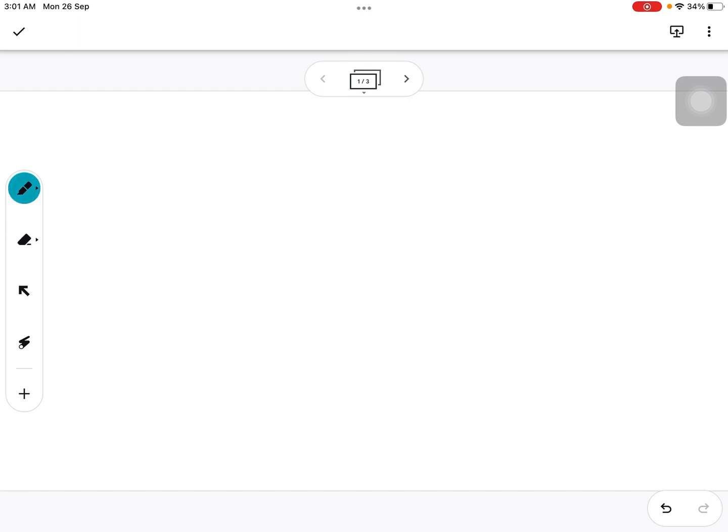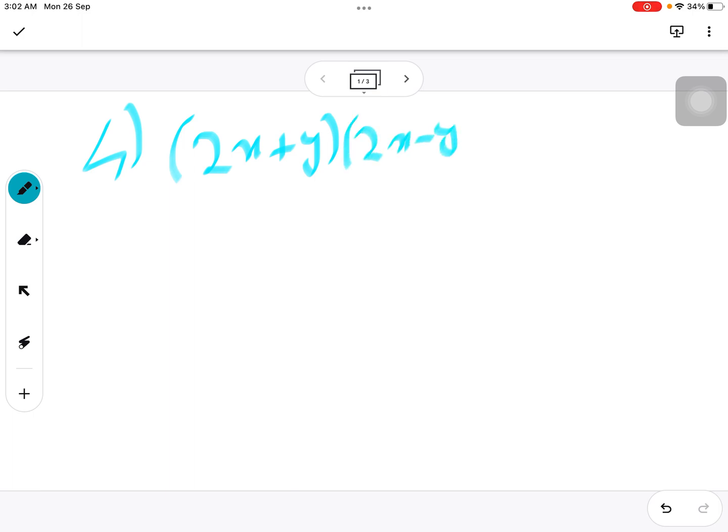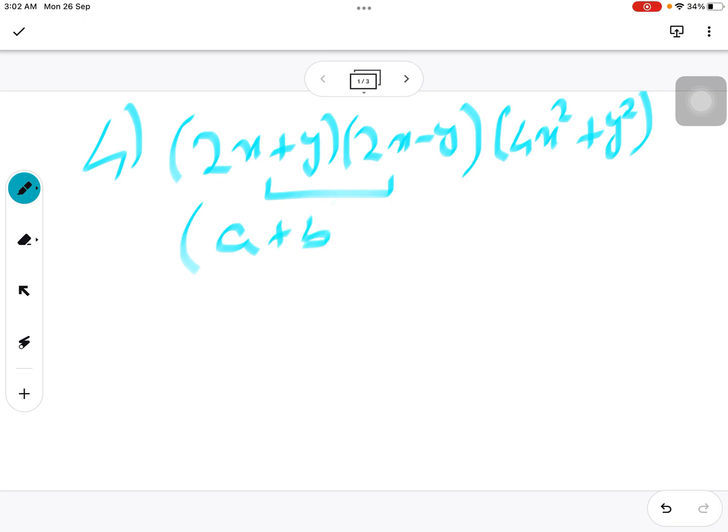Let's do the next problem. 2x plus y into 2x minus y into 4x square plus y square. Very similar pattern. In fact, it's much simpler. This is in the form of a plus b into a minus b, that is a square minus b square.